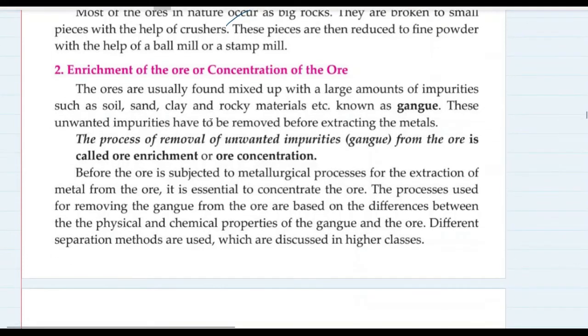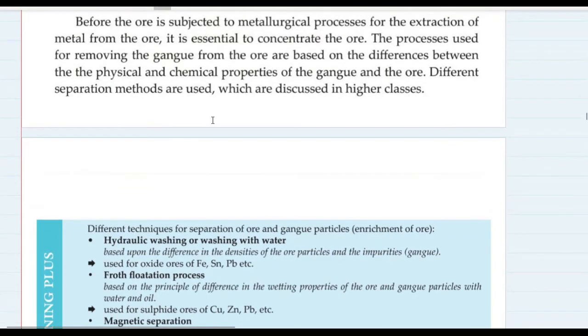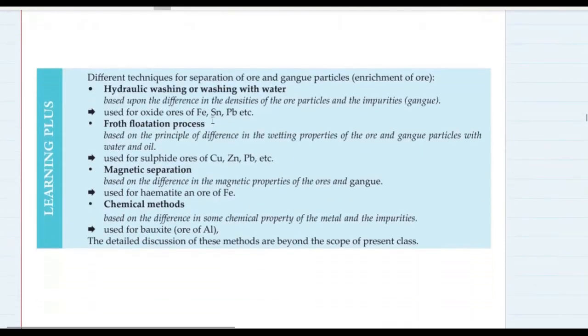So, the process of removal of unwanted impurities from the ore is called enrichment or ore concentration. Before the ore is subjected to metallurgical processes for the extraction of metals, it is essential to concentrate the ore. The processes used for removing the gangue from the ore are based on differences between the physical and chemical properties of gangue and ore. Different separation methods are used, which are discussed in higher classes. So they are not discussing anything, but yeah, here some things are given. Let me read it for you.